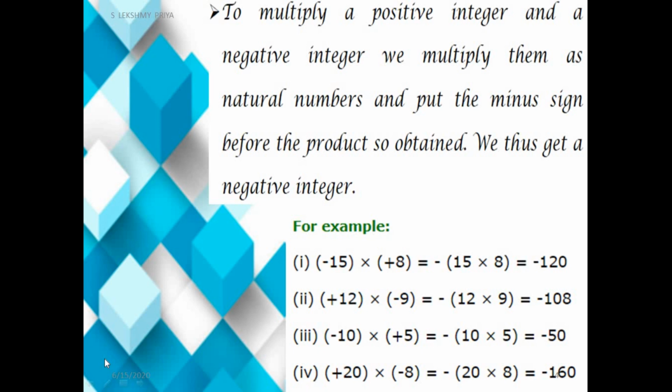Next one, to multiply negative 10 and 5. The product of 10 and 5 is 50. And we have to give negative for the answer. So, the answer is negative 50. Next one, plus 20 into negative 8. It is negative 160.